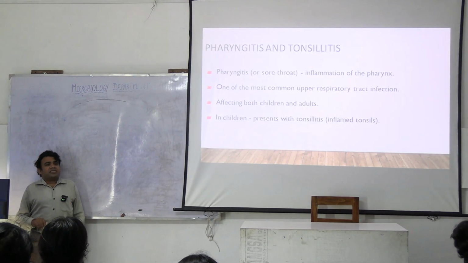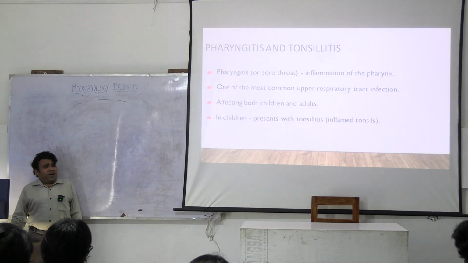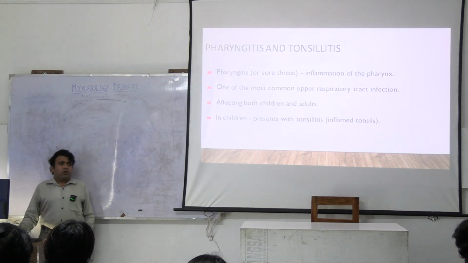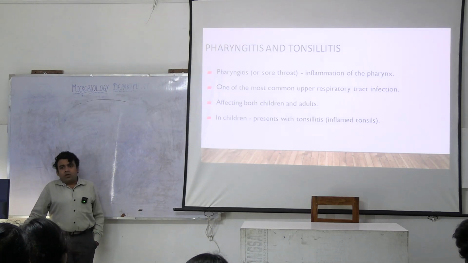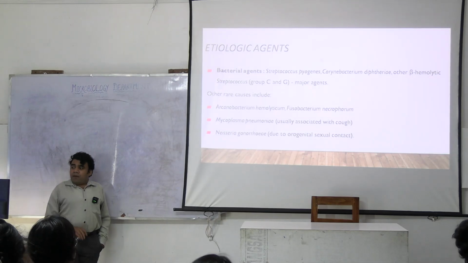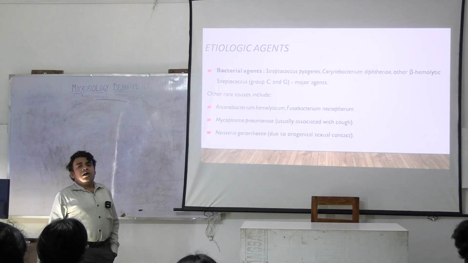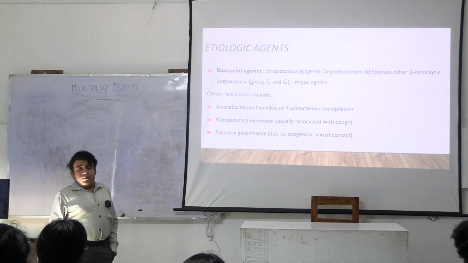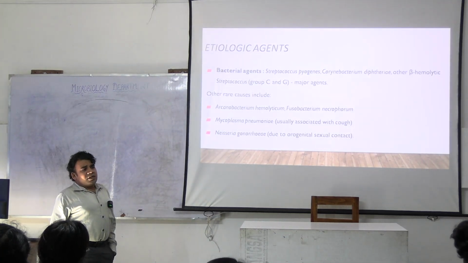First is pharyngitis and tonsillitis. Basically, it means inflammation of the pharynx and the tonsils. It is very common. Almost each and every one of you has gone through it. Very common, especially in childhood and also in adulthood. Most commonly caused by viruses, respiratory viruses, but can also be caused by bacteria. Now, among the bacteria, look at these causative agents. The first is Streptococcus pyogenes. Next, Corynebacterium diphtheriae. Beta hemolytic streptococci, group C and group G.